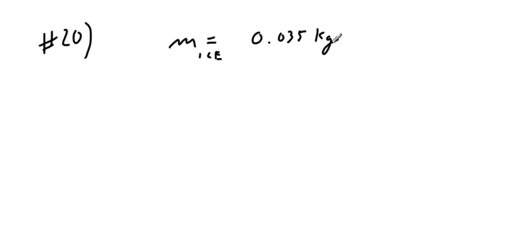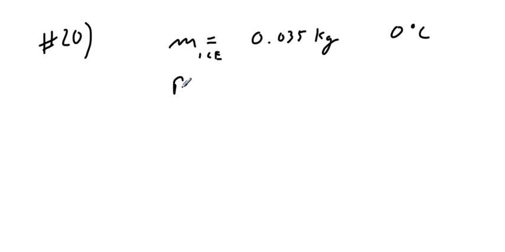Number 20. A 35 gram cube of ice. Okay, so mass of the ice, and I probably want kilograms rather than grams, 0.035 kilograms. And its melting point, so I'm at 0 degrees centigrade, is dropped into an isolated cylinder of liquid nitrogen. How much nitrogen evaporates if it has a boiling point of 77 Kelvin?